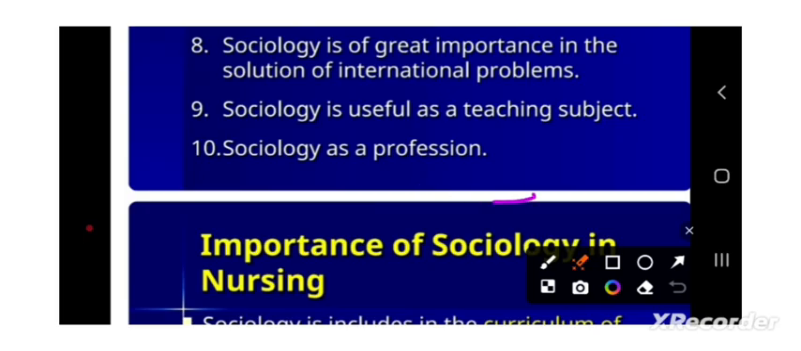Sociology as a profession. Sociology offers a professional career path for sociologists, researchers, analysts, and consultants. Sociological training is increasingly sought after in various sectors, including government planning, market research, urban development, non-profit management, and data analysis. These professionals apply their knowledge of social structure and human behavior to practical real-world issues.